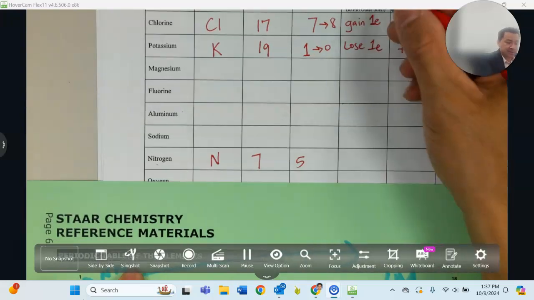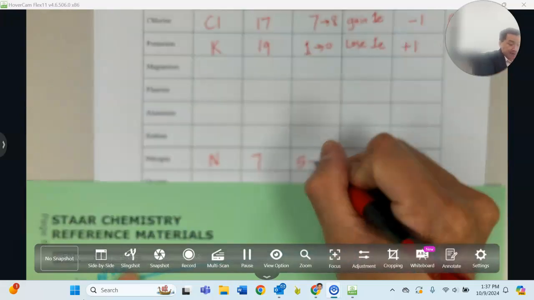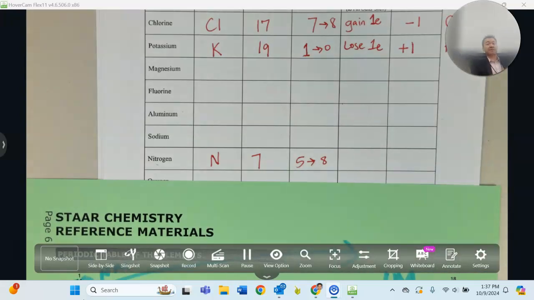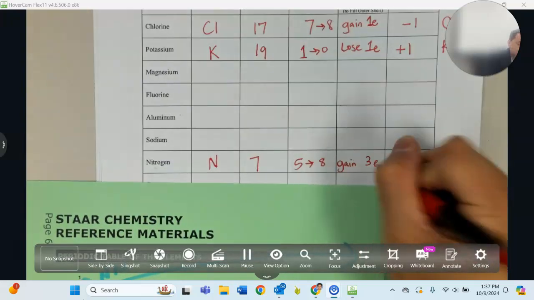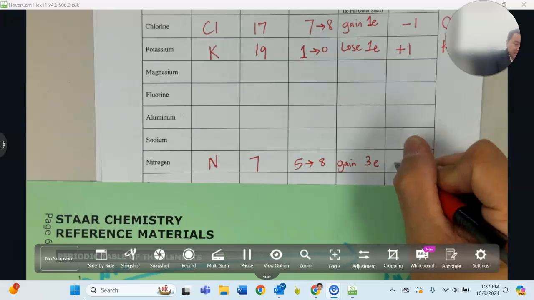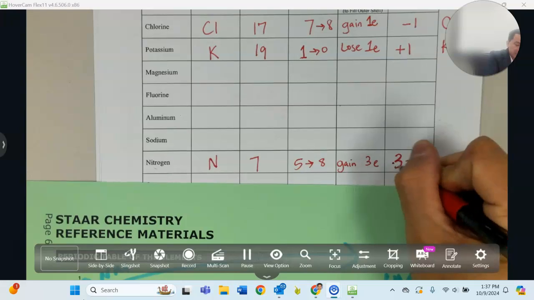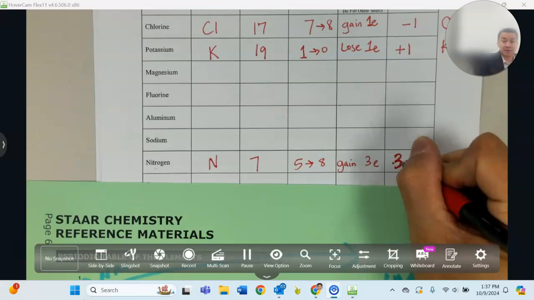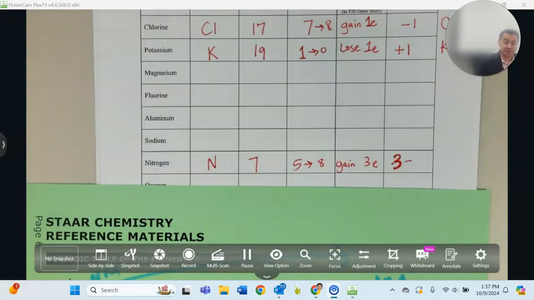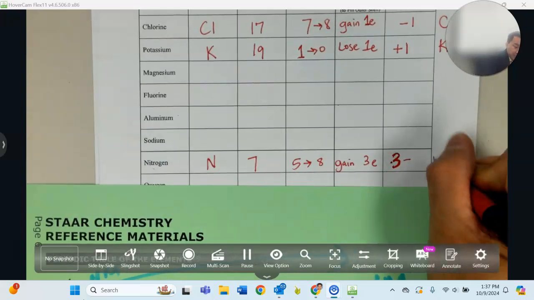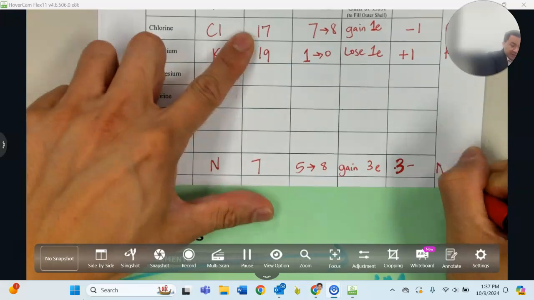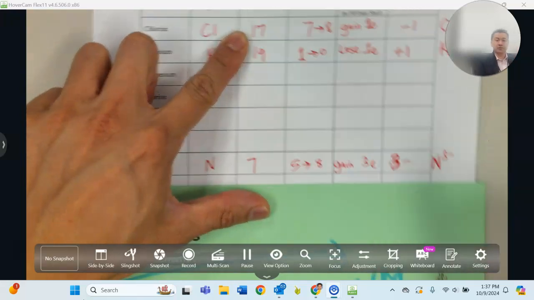Number of electrons needed. So 5 is closer to 8, right? Because you have to take away 5 or add 3, which one's easier? So we're going to add 3 more. Gain 3 electrons. So if it gains 3 electrons, it's going to be a charge of 3 negative. The proper way to write it is the number first and then the charge after. Okay, so nitrogen is going to look like this. The symbol N, and then 3 negative for it to have a full shell.